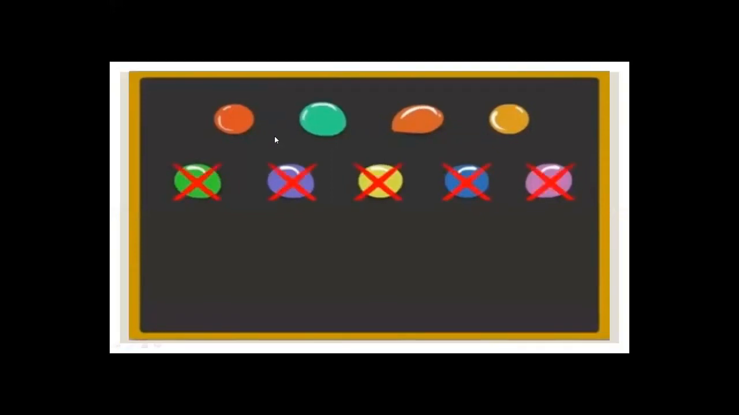Now look at this board. Here, how many balloons are there? Count it. 1, 2, 3, 4, 5, 6, 7, 8, 9. There are 9 balloons here. From 9 balloons, we shoot 5 balloons. So how many balloons are left? Count it. 1, 2, 3, 4. So there are 4 balloons left. After shooting 5 balloons, we have 4 balloons left.